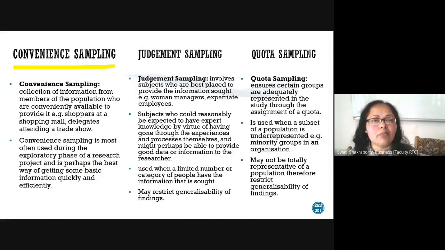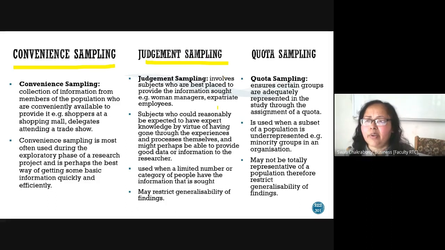Convenience sampling is the collection of information from members of the population who are conveniently available to provide it, say shoppers at a shopping mall or delegates attending a trade show. It is most often used during the exploratory phase of a research project. It's considered the best way of getting some basic information quickly and efficiently.